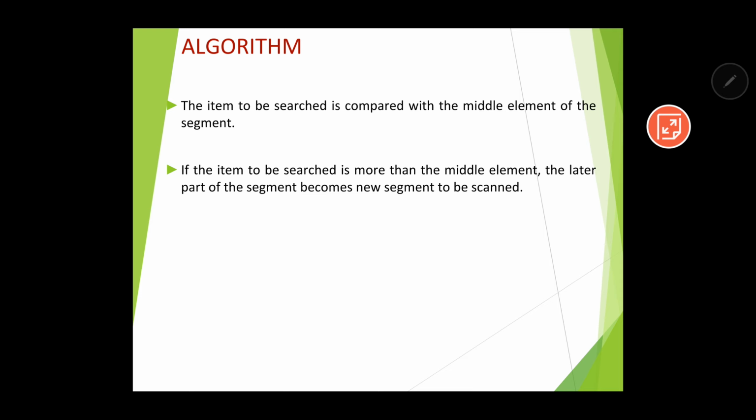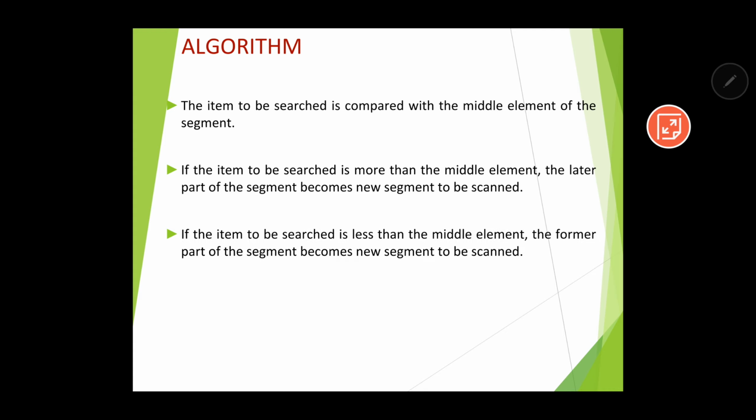That means if the item to be searched is greater than the middle element, we will ignore the left hand side elements towards the mid and we will take only the later part. That means we will take only the part towards the right hand side of mid. And next, if the item to be searched is less than the middle element, what will happen? We will take only the former part. We will take only the elements towards the left hand side and ignore all the elements towards the right hand side.